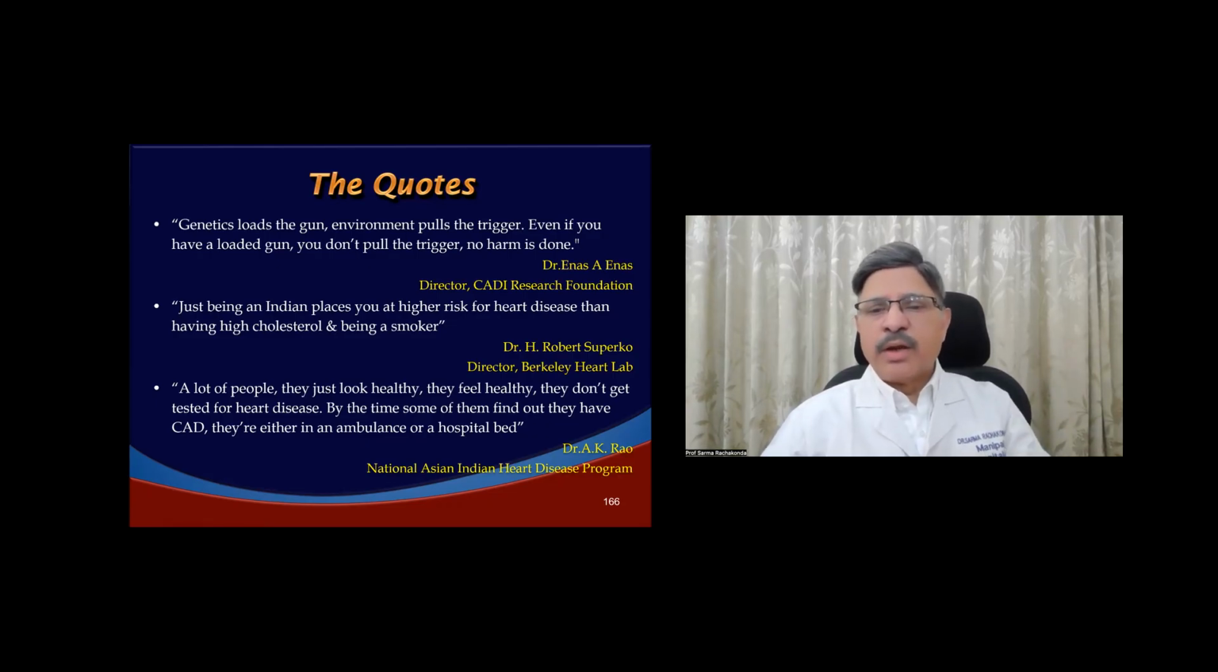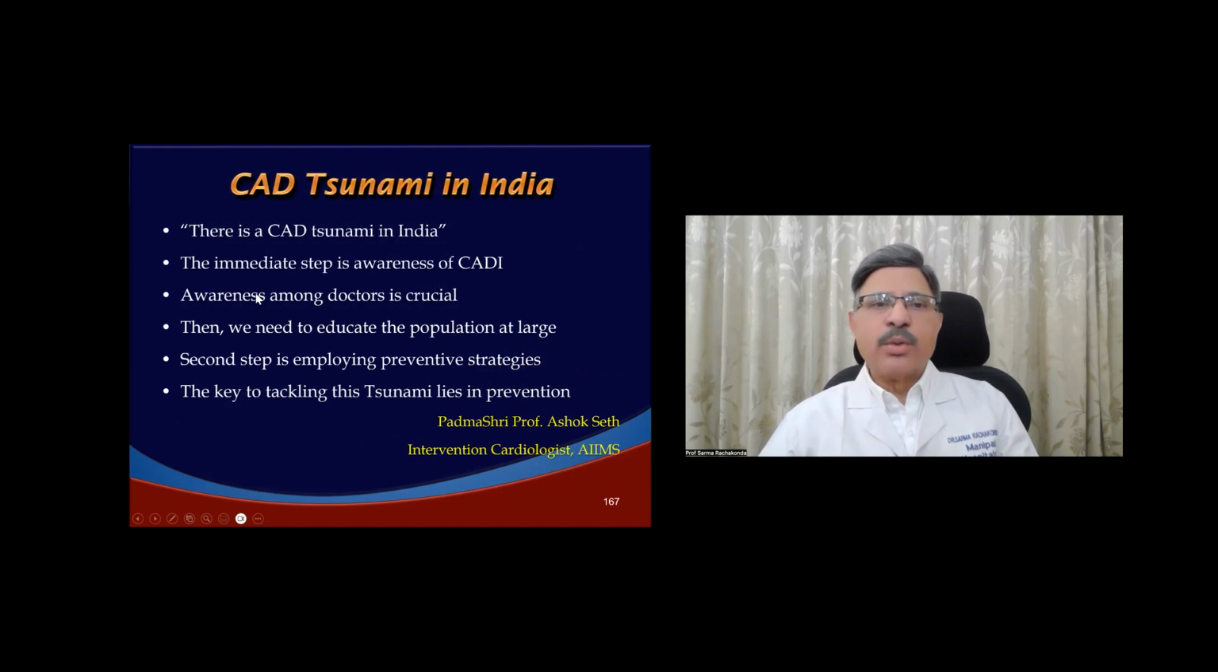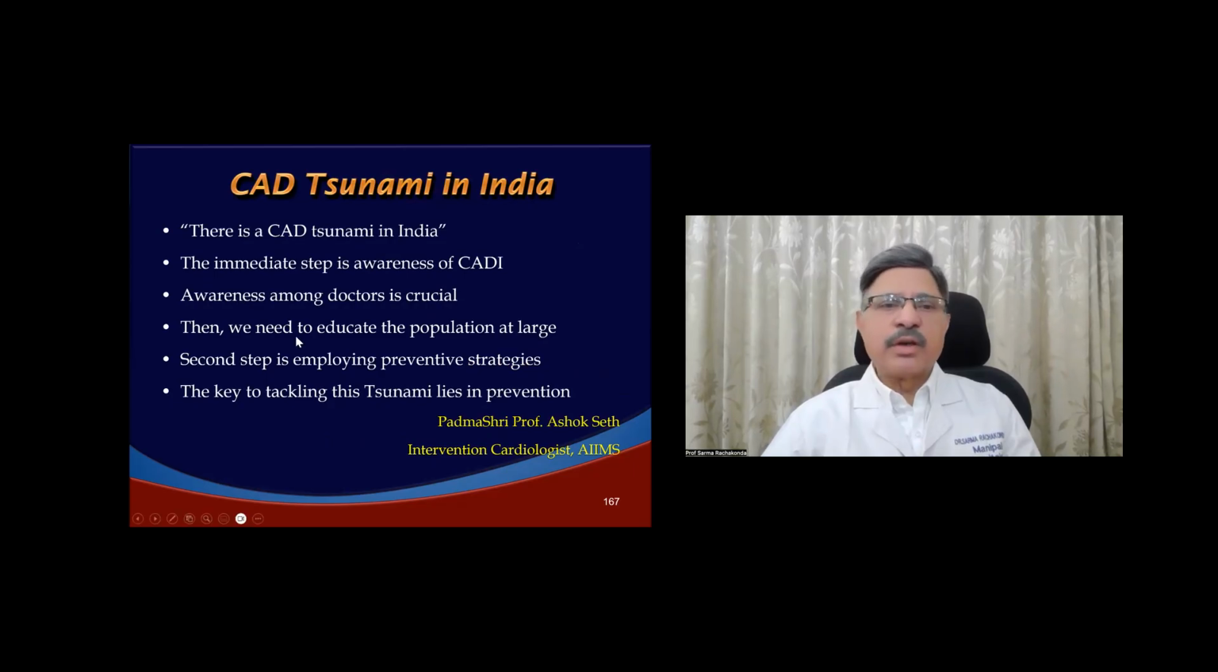Take care of National Asian Indian Heart Disease Program from All India Institute of Medical Science in New Delhi. CAD is a tsunami. CAD in India, immediate steps of awareness are required among doctors. It is crucial. Need to educate the people. Second step is employing preventive strategies. And the key to tackling the tsunami lies in prevention.